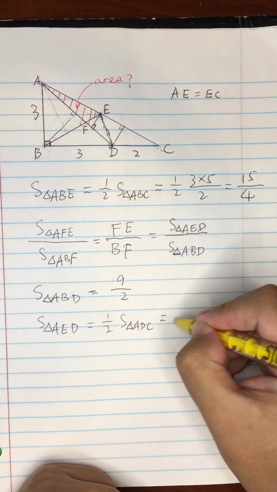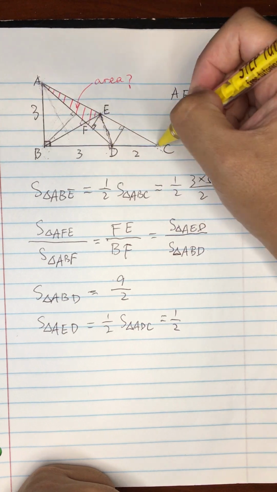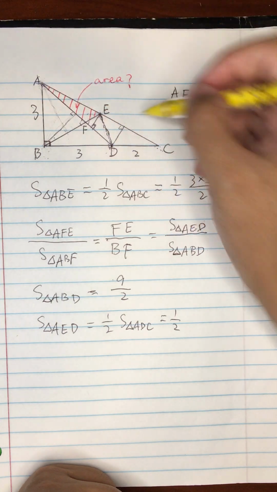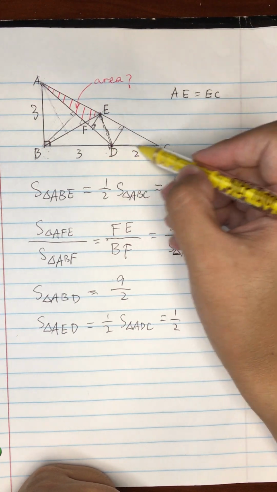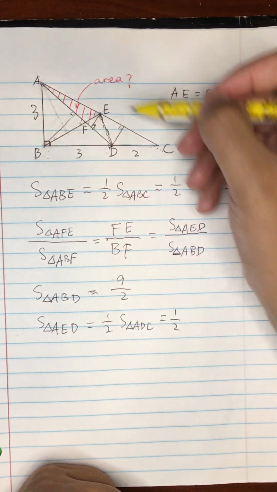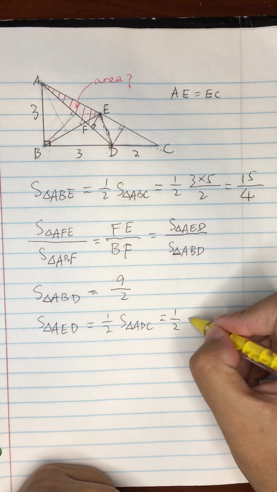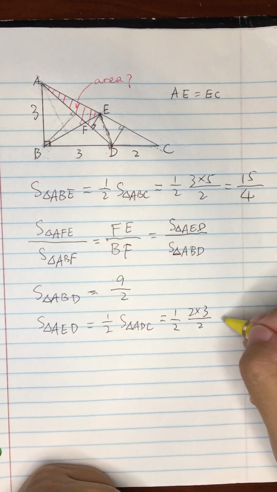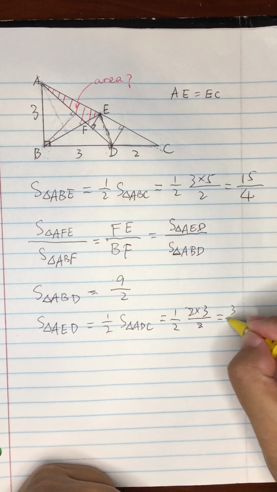And then what's going to be the area of ADC? It's going to be the area of this triangle. If we treat DC as the base, then the height is going to be AB. So the area is going to be 2 times 3 divided by 2, so it's going to be 3 over 2.